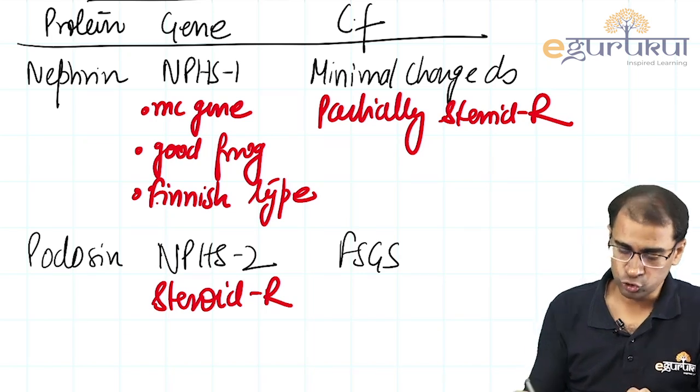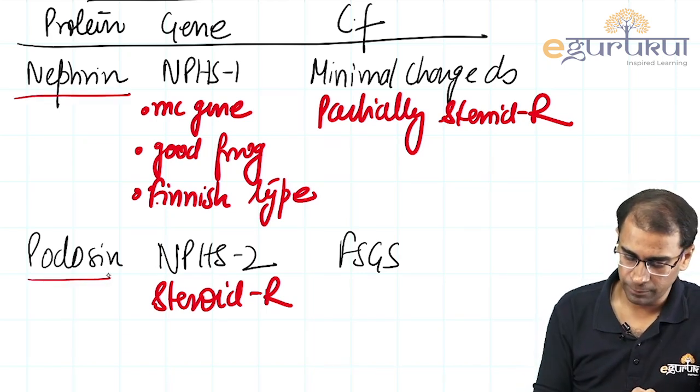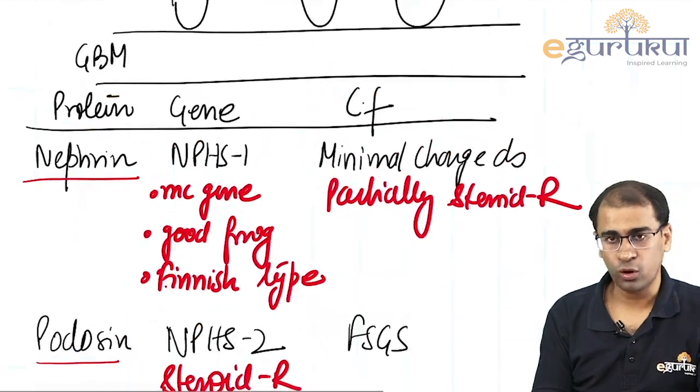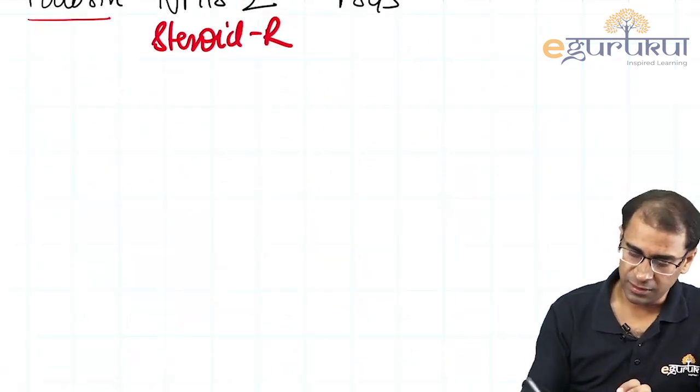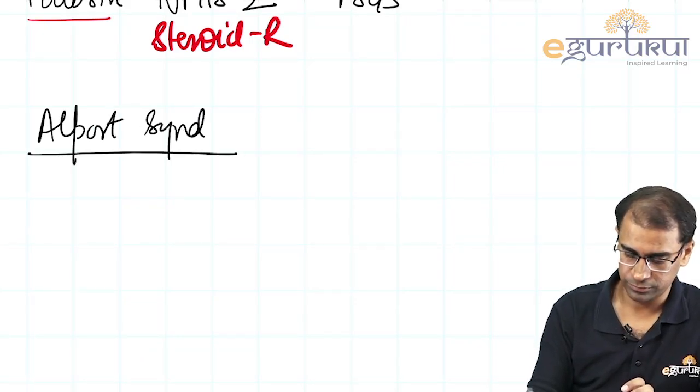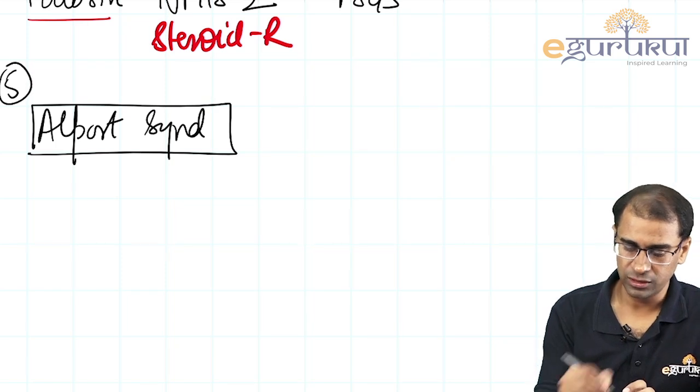Okay, so these two proteins are very important, nephrin and podocin. Defects in them cause congenital nephrotic syndrome. Similarly, there is something called Alport syndrome. Okay, there is a fifth one, Alport syndrome.